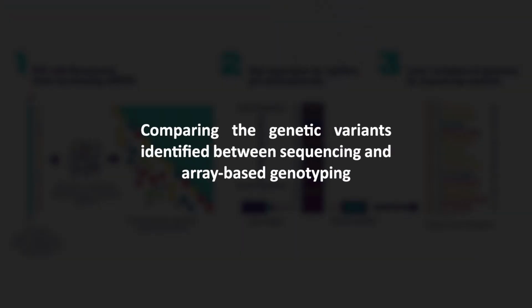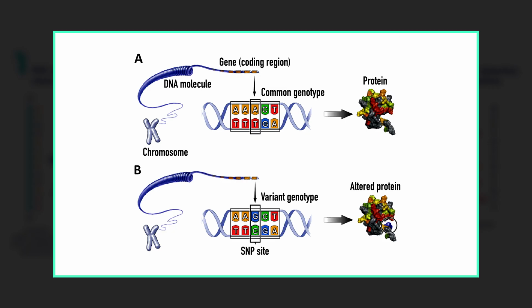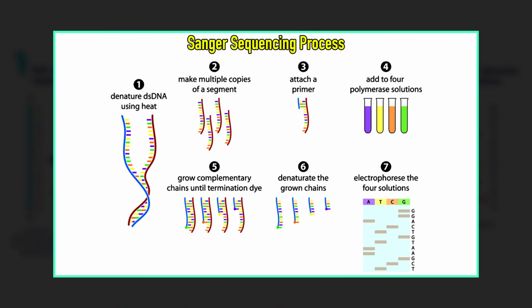A few strategies have been developed to improve the quality of exome data, such as comparing the genetic variants identified between sequencing and array-based genotyping. So, comparing the coding SNPs to a whole genome sequenced individual with a disorder. Comparing the coding SNPs with Sanger sequencing of HapMap individuals.